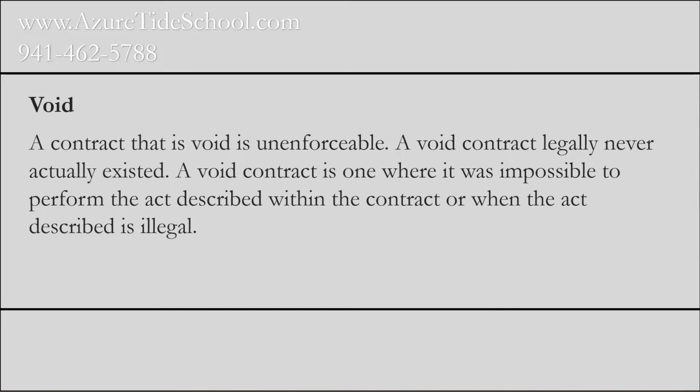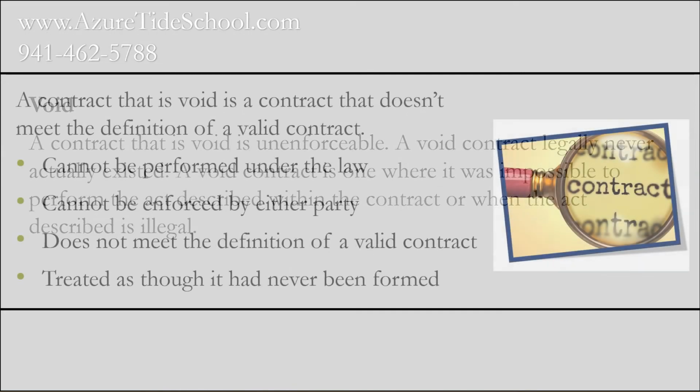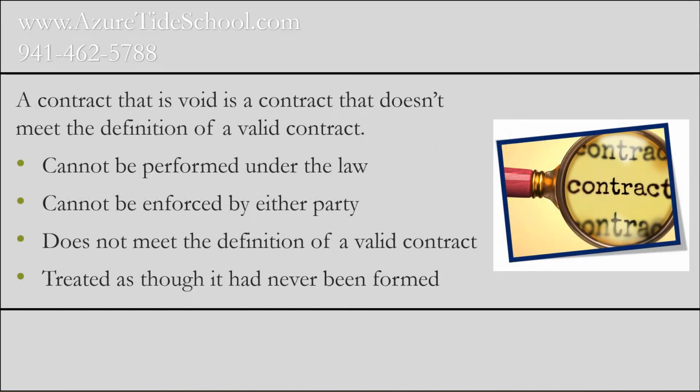A void contract is one where it was impossible to perform the act described within the contract or when the act described is illegal. A contract that is void does not meet the definition of a valid contract. It cannot be performed under the law. It cannot be enforced by either party. And a void contract is treated as though it had never been formed.